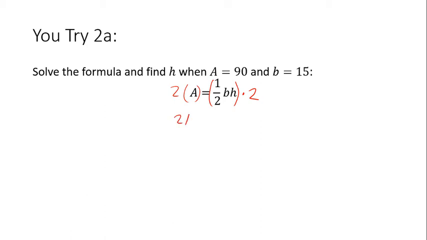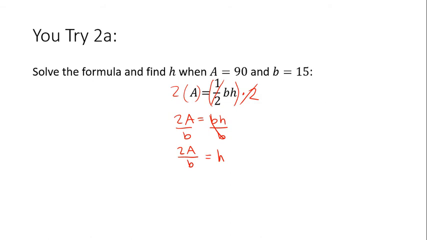So now I have 2a is equal to, well, this 1/2 cancels. So 2a is equal to b times h. Now I want to get rid of b, so I'm going to divide both sides by b. And that'll get h all by itself. I'll find that h is equal to 2a over b.